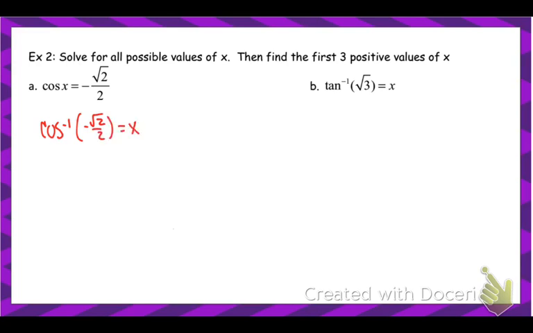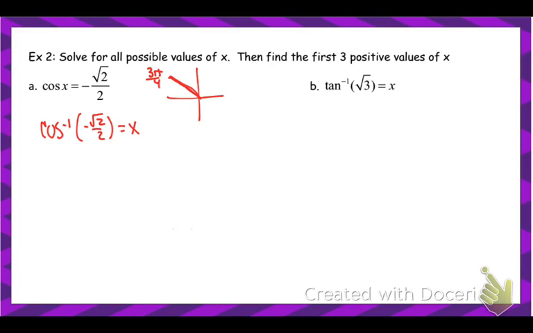So again, we're looking for where cosine is negative. So cosine is negative in quadrants 2 and 3. Okay, so there's two places where you can find this. We're looking for the x coordinate to be negative. So that's going to happen. One of those places is over here at 3 pi over 4.